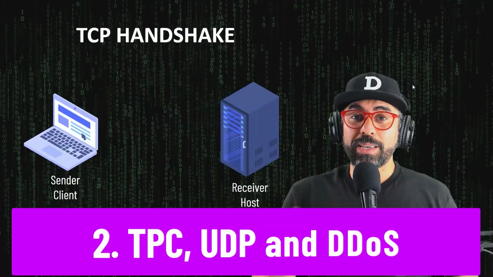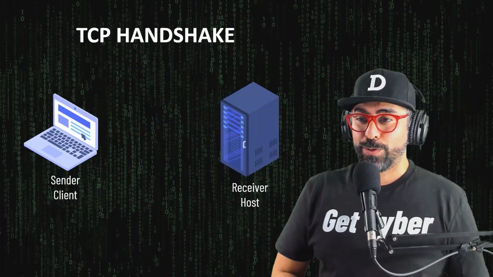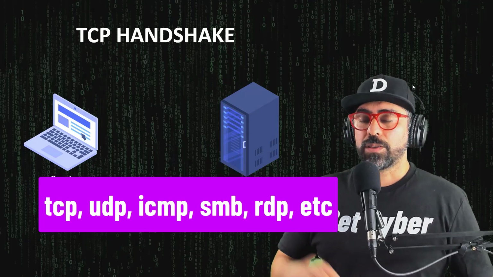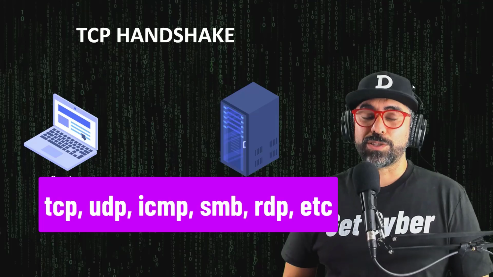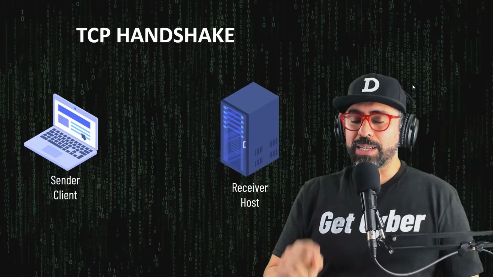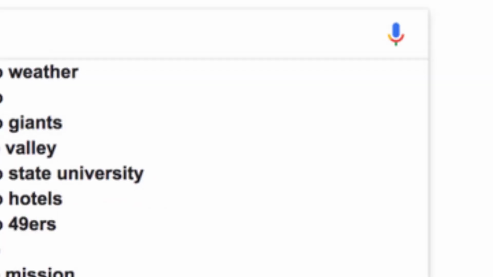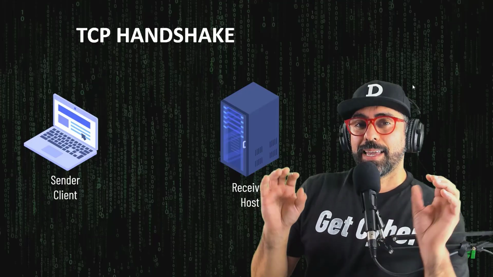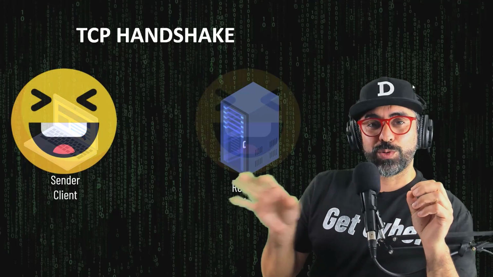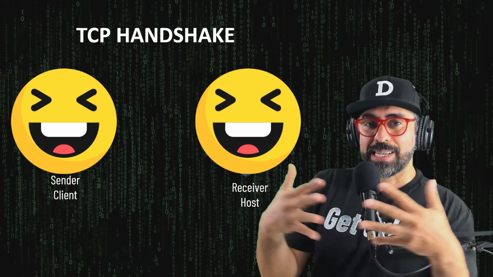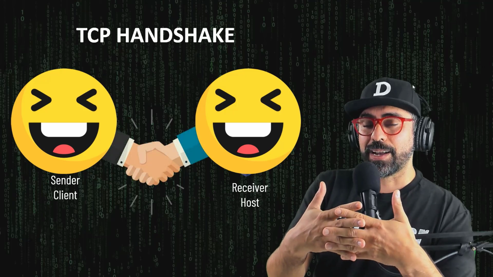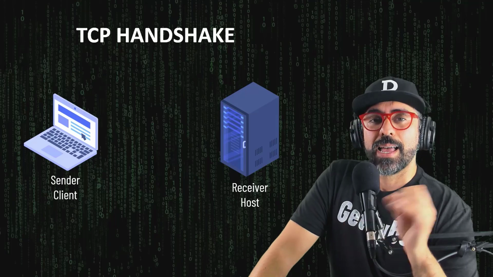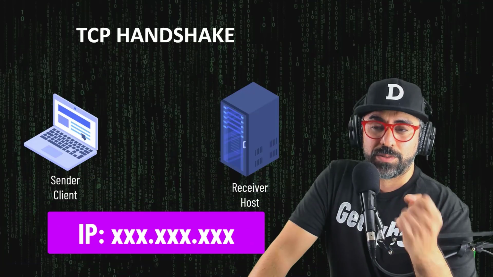All right, so I'm going to make this as easy as possible for you. TCP, UDP, ICMP, SMB, they're all different protocols that are used on the web. TCP is the most used one, and it's the one that you see every time you go to Google, every time you go to websites, and so on. Right? So there is a relationship between the sender and the receiver, and at the very beginning, there needs to be a handshake. They need to connect. So each of these computers, the sender and the client, have an IP address, obviously.